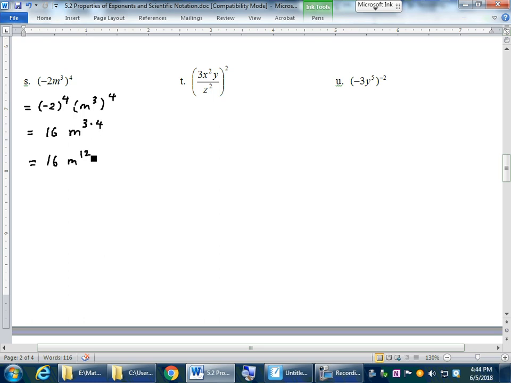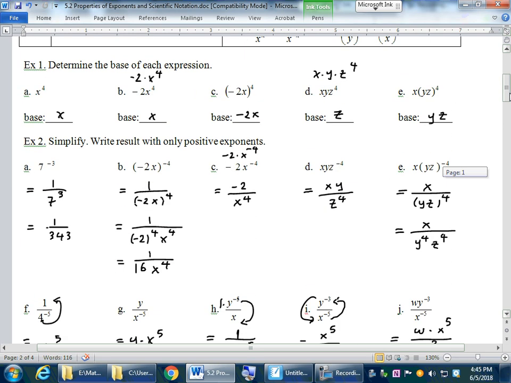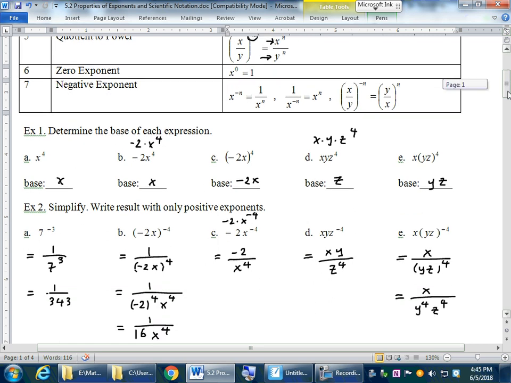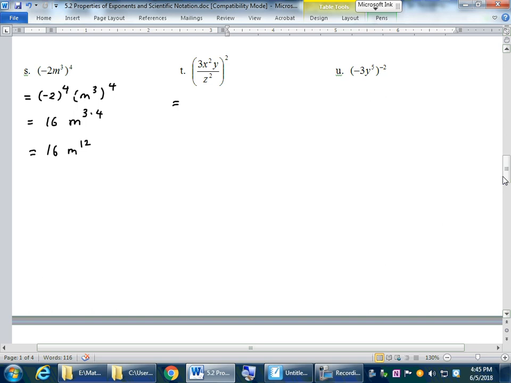So always go order of operations. In this case, the next example T, we will be using property number 5. Going all the way back, take a look at property number 5, which is a quotient. If your base is fractions, the exponent is going to apply to the numerator and the exponent is going to apply to the denominator.